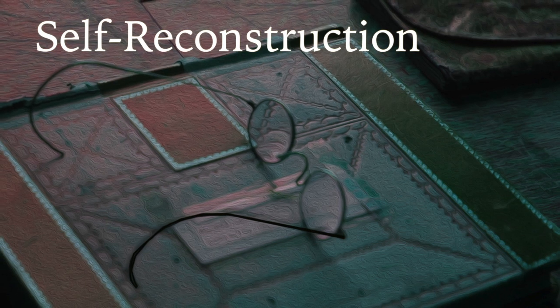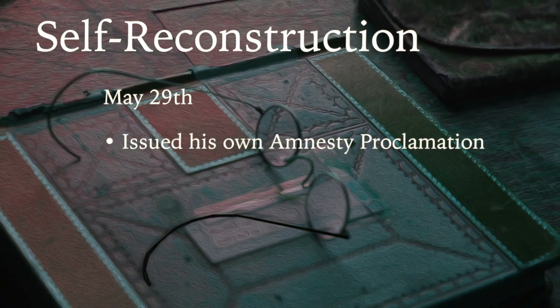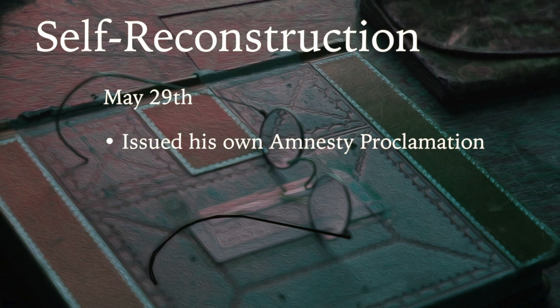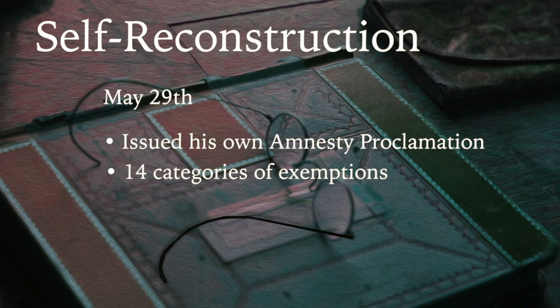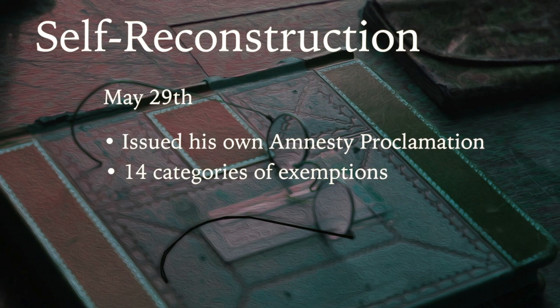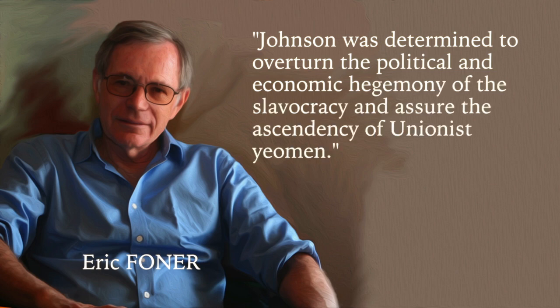self-reconstruction. On May 29th, he issued his own amnesty proclamation, similar to Lincoln's, including 14 categories of exemptions. Historian Eric Foner argued that Johnson was determined to overturn the political and economic hegemony of the slaveocracy and assure the ascendancy of Unionist yeomen.